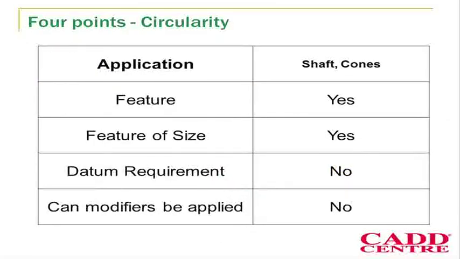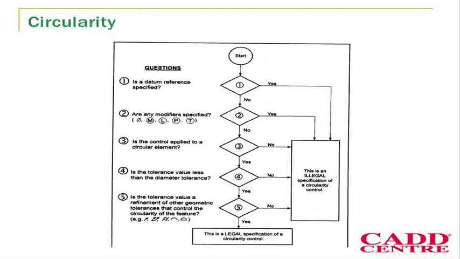The picture in the figure indicates the inspection methods available for checking the circularity condition. To conclude, the circularity condition can be applied for shafts and cones. This symbol can be used both for feature and feature of size. Datum cannot be added to the circularity condition, and since it can be implied only on RFS, modifiers cannot be applied. The flowchart on the screen gives an idea how the circularity condition can be applied. First, you have to check whether a datum reference is specified. If the datum reference is specified, then you cannot apply a circularity condition to the geometry.